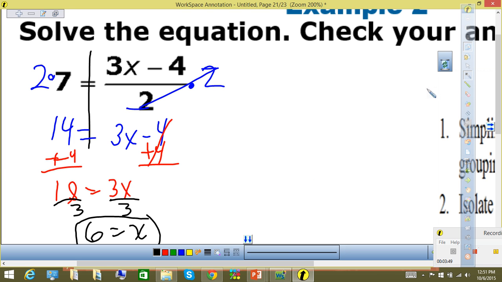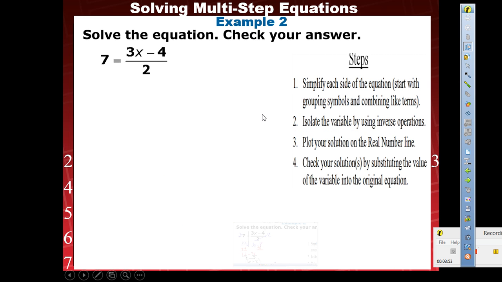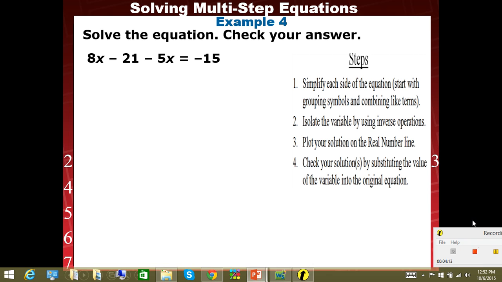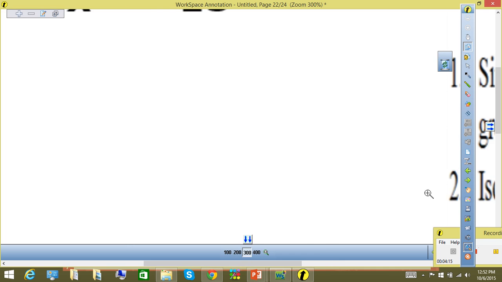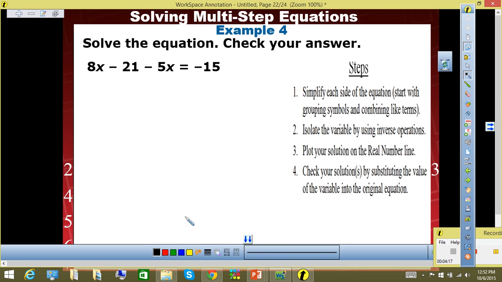All right, so now that we're done with the simple stuff, let's move on to funner stuff. Copy this, example 4. Example 4 says, solve the equation and check your answer. We got 8x minus 21 minus 5x equals negative 15. All right. Here we go. So according to the steps, what is our first step?